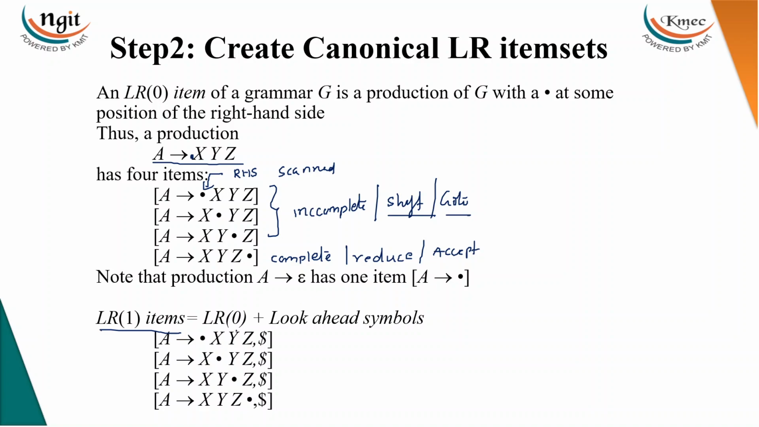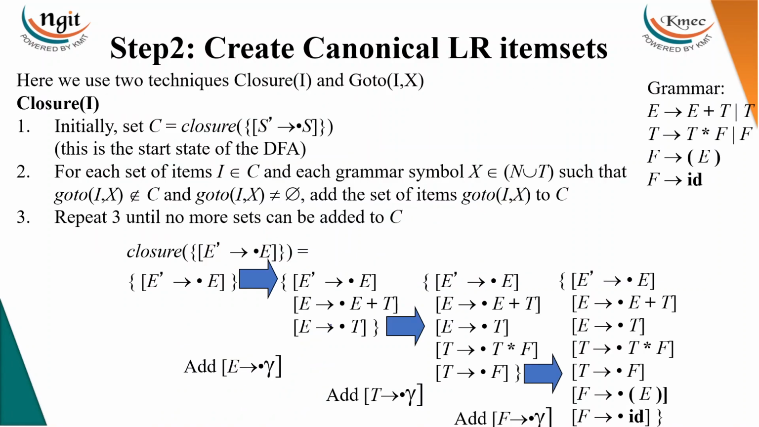In LR1 items, we should have a lookahead symbol for each and every production. Same as before, the dot denotes how far it is scanned, and the symbol before the dot is the last symbol scanned, but every production should have a lookahead symbol. Again the same: this is a complete production, reduce or accept. These three are incomplete, shift or goto. Everything is the same, but you have to find the lookahead symbol. How we have to do it, we'll discuss while we are doing the LR1 items.